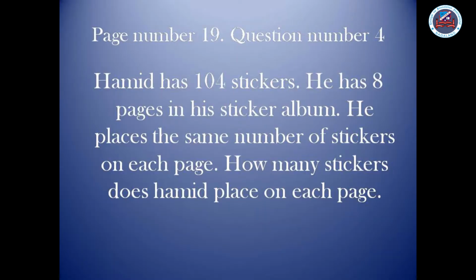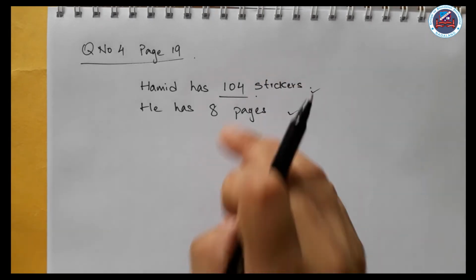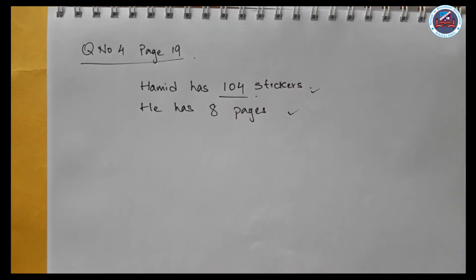Page number 19, question number 4. Hamid has 104 stickers. He has 8 pages in his sticker album. He places the same number of stickers on each page. How many stickers does Hamid have on each page? He has 104 stickers and 8 pages, and each of these pages must have an equal number of stickers. So the question is, how many stickers are there in each page?